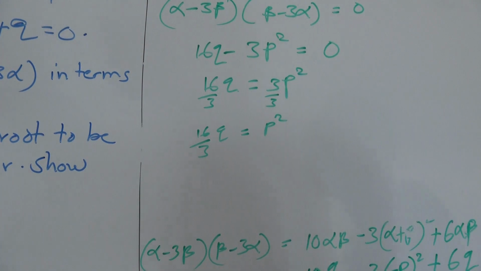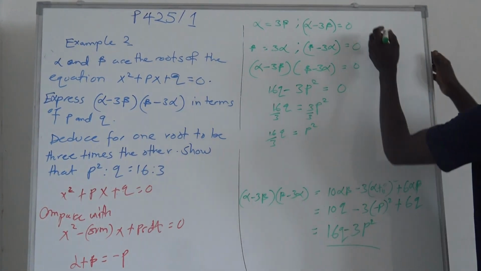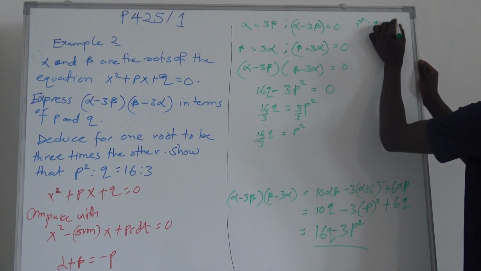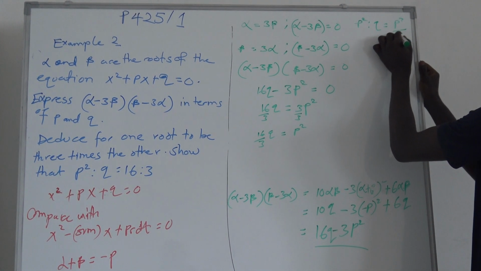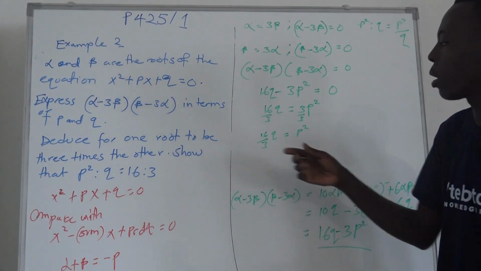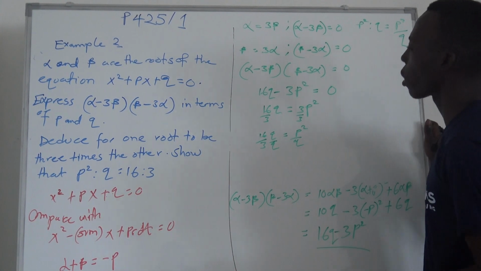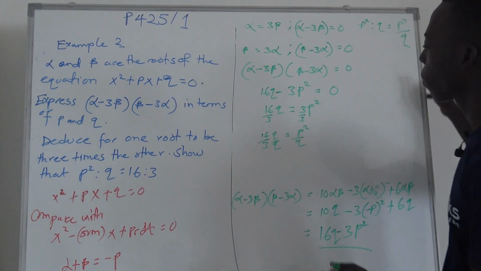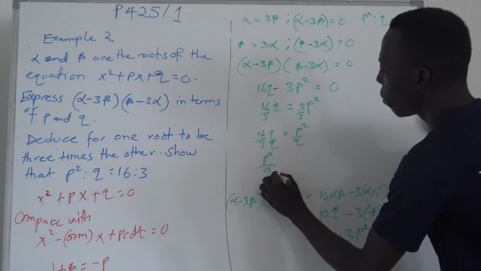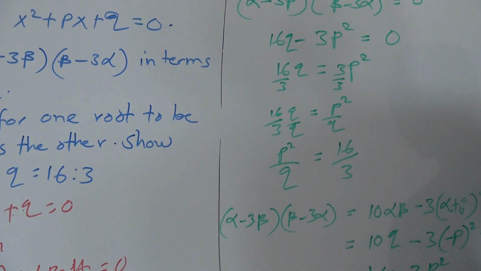But we need something in the form of p squared to q. We said that p squared to q is the same as saying p squared divided by q. So what comes here is just dividing both sides by q, so that we can come out with something like this. That means here our p squared out of q is the same as 16 out of 3.